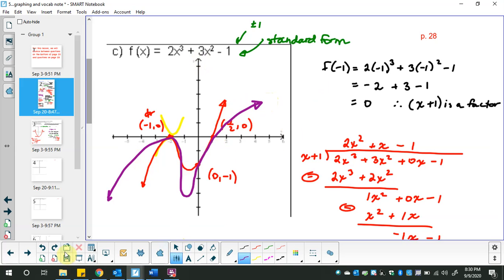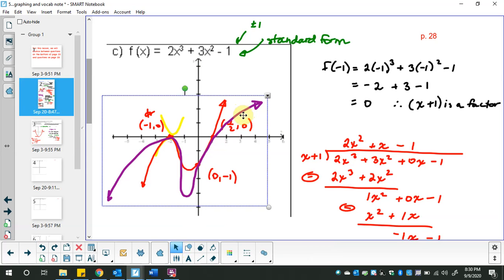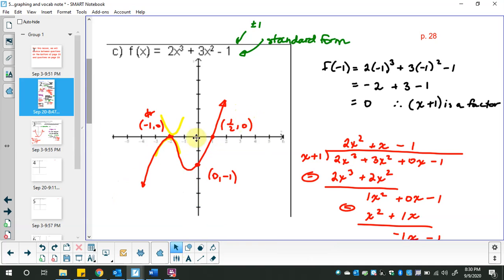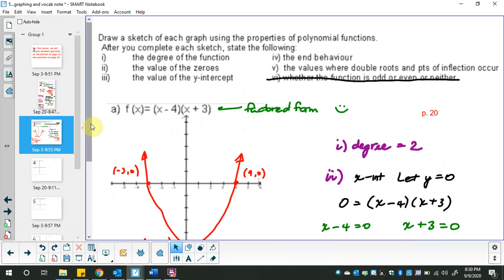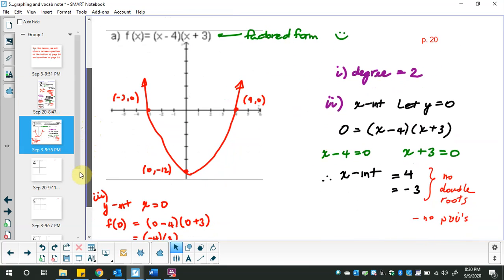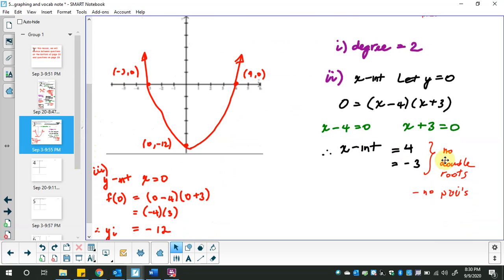So what I'm going to do, just for the clarity of this picture, is take the purple away, and take that away so that you're looking at the final product. So that is what happens with a double root. It doesn't happen when you don't have a double root. So it only happens in the one place.